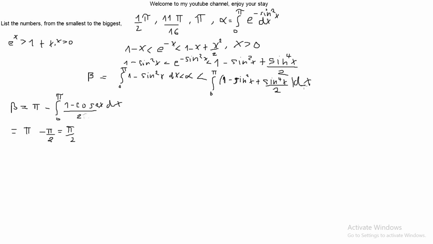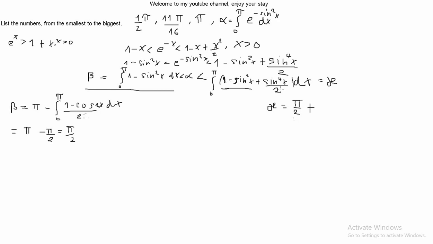Let me call this integral gamma. This part is the same as this part, so it will be π over 2, plus π over 2 from the first term, of course, because it is the same as this.